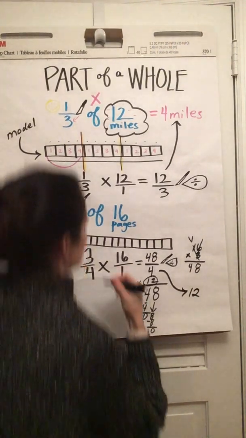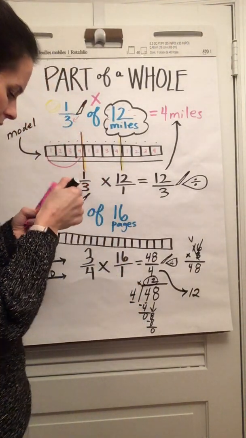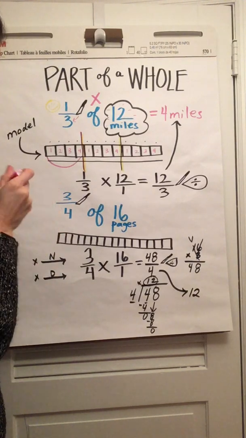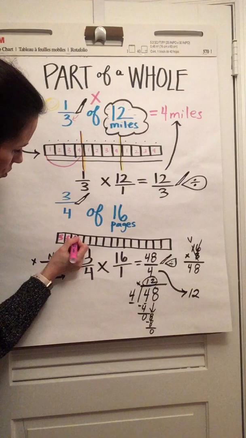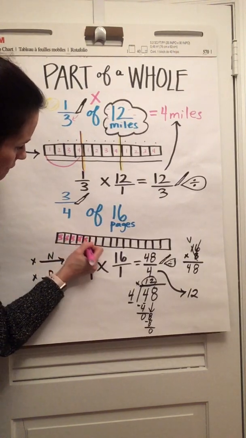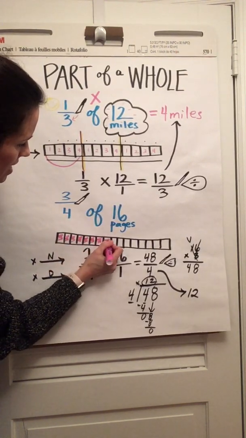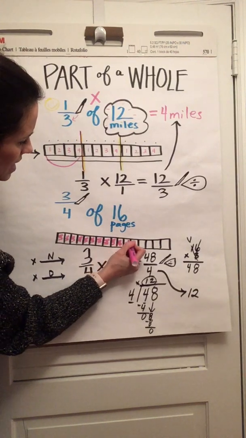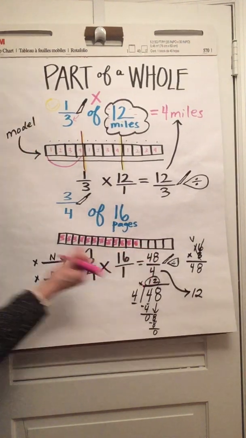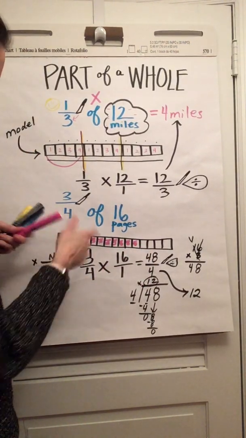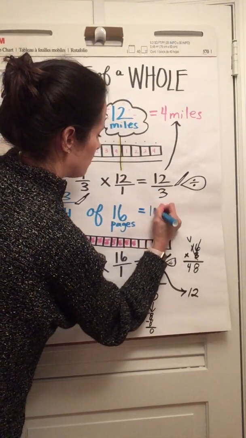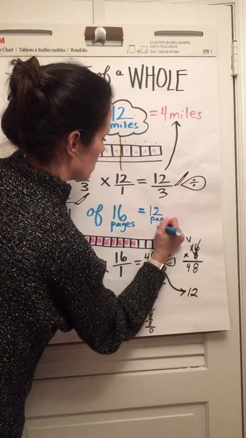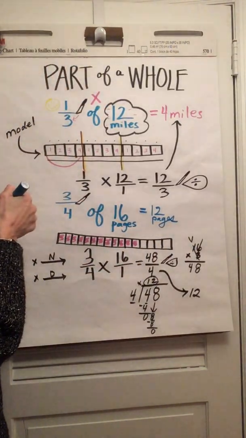Let's see what that means. That means that when we stopped reading our picture book, 1, 2, 3, 4, 5, 6, 7, 8, 9, 10, 11, 12. We must have been 12 pages in. And let's see if we can see that.